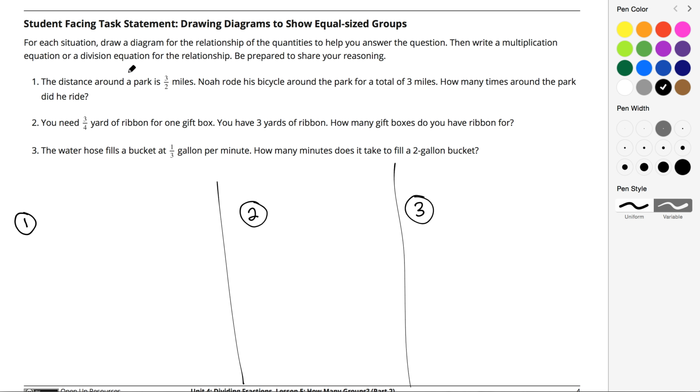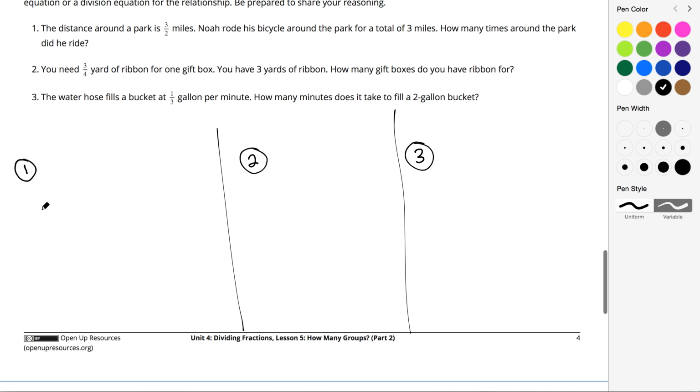All right, the distance around a park is 5/2 a mile. Noah rode his bike around the park for a total of 3 miles. How many times around the park did he ride? So what we don't know is how many times he went around, but we know the size is 3/2. So I have a total of 3 miles. I need to get to a total of 3 miles. And I've got to count by 3 over 2.